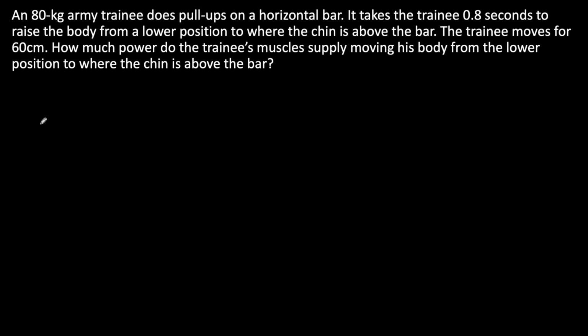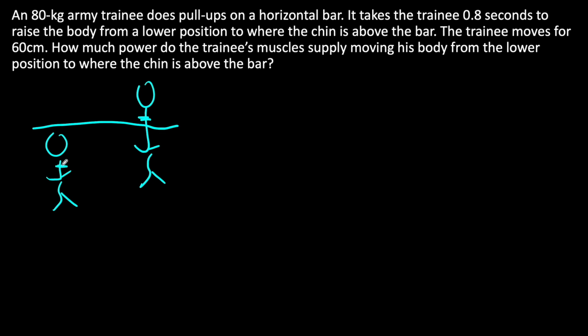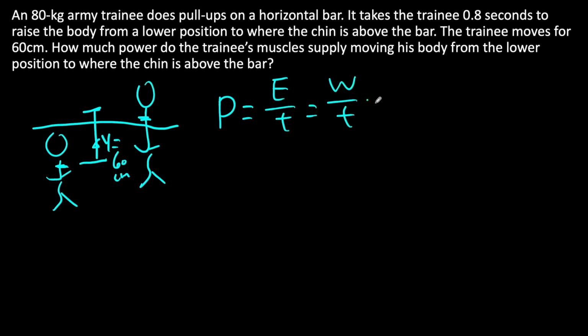So let me draw a picture first. Let's assume this is a bar, right? Initially the trainee is here, and after 0.8 seconds, the trainee is here. And let's say this is the chin. And here, delta y is equal to 60 centimeters. So how do we calculate power? We know power is equal to energy over time. It is also equal to work done over time, which is equal to force times displacement times cosine theta over t.